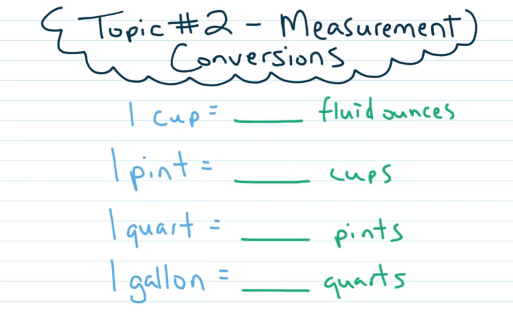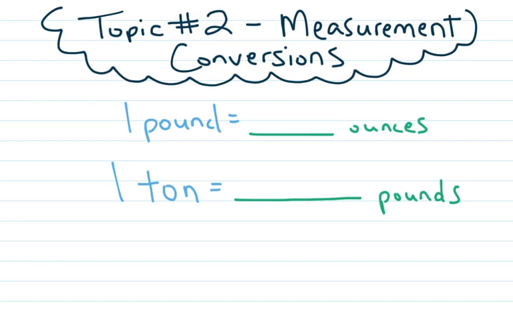1 cup, this is liquid volume here, is 8 fluid ounces. 1 pint equals 2 cups. 1 quart equals 2 pints. And 1 gallon equals 4 quarts. And then for the weight, 1 pound was 16 ounces, and 1 ton was 2,000 pounds. So you need to go back. Hopefully you still have that in your binder, but remember those, learn those, memorize those.